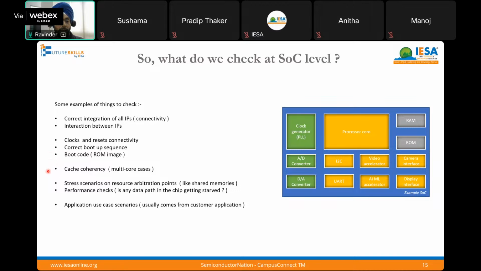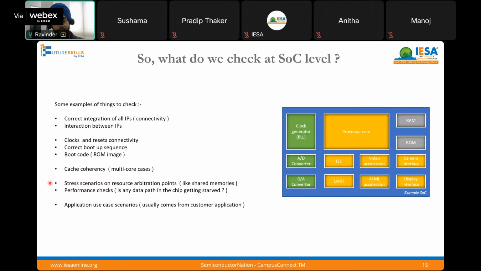In multi-core, multi-processor systems, there is also a big requirement of coherency. If this is a requirement in the chip, that has to be verified. The entire system has to work coherently. So cache coherency has to be verified.